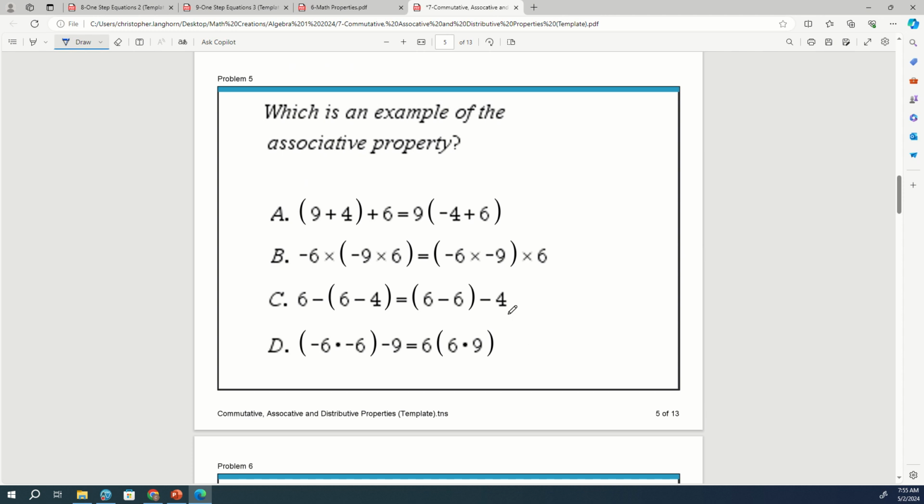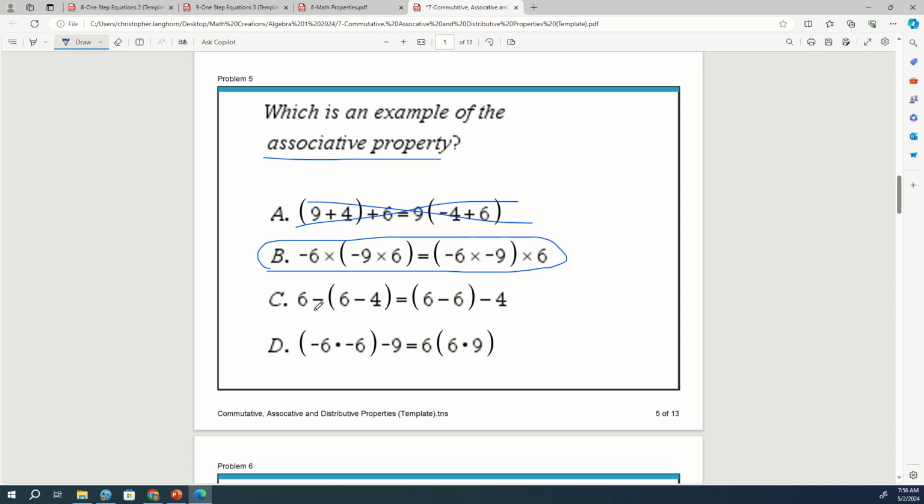Associative property, the only thing that happens in associative property is the parentheses move. So let's see which one has a parentheses moving. I have 9 plus 4 inside of parentheses plus 6. If they switched, I would have a 9 and in parentheses 4 plus 6. Nope, can't be that one. This one starts with -9 times 6, so the parentheses should shift to -6 times 9. Yep, this one works.